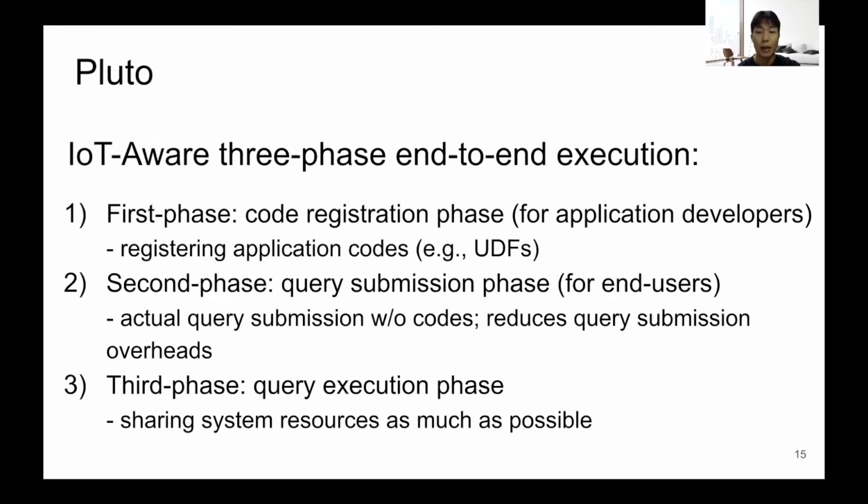In Pluto, the end-to-end query execution consists of three phases. The first phase is the code registration phase, where application developers register their application code, such as user-defined functions. The second phase is the query submission phase, where the actual query is submitted without code to reduce query submission overhead. The third phase is the query execution phase, where many queries are executed on Pluto's execution layer with optimization techniques.